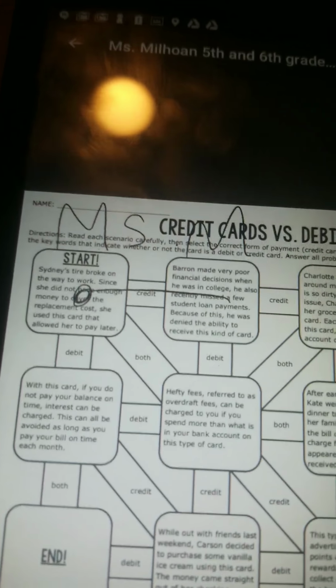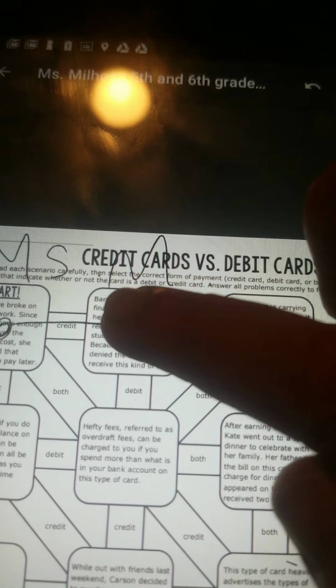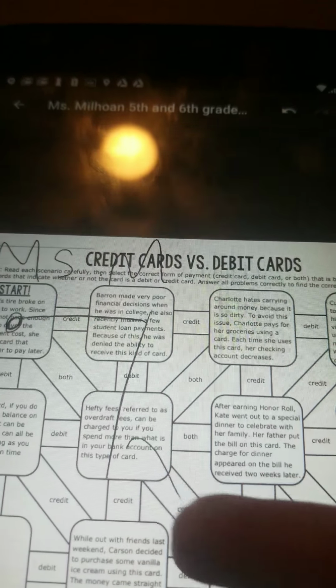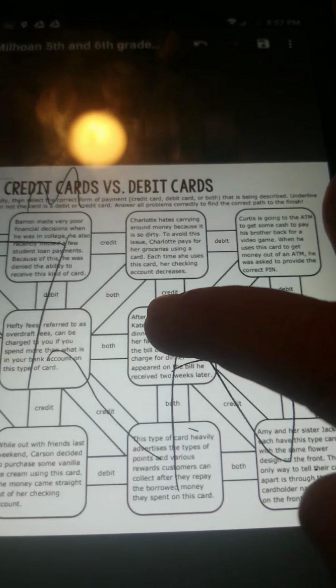So you're going to draw on my pen and you're going to mark your way to the next section. You're going to read this one. Let's say this one is debit. I don't know. I haven't read it. You go to debit. Then you go to this one. Let's say it's credit. You go this way. Let's say it's both. You go this way. Let's say it's credit. You go this way, this way, this way.